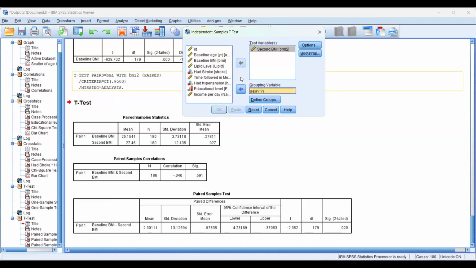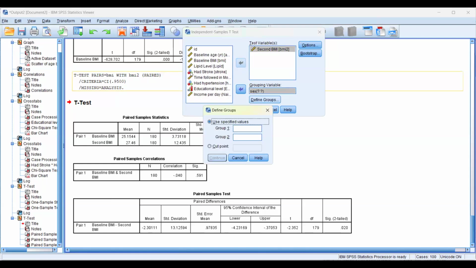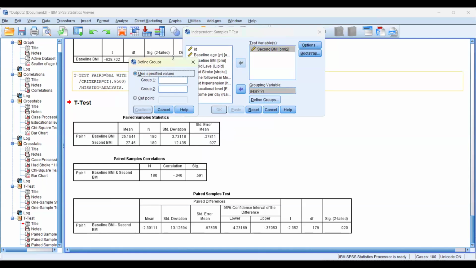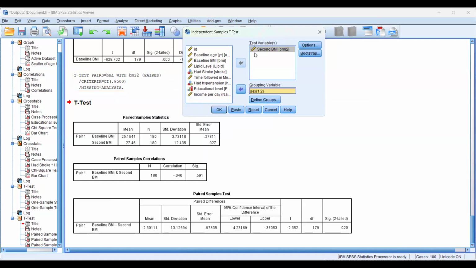But it's telling me to define groups. I come here and I'll explain what this means. When I was doing my data collection, how did I code male? It was coded as 1. That's what I'm defining here. How did I code female? It was coded as 2. That's what I'm defining here. I say continue. Once I have put in my test variable, my grouping variable, and defined my groups, the next thing is just OK.